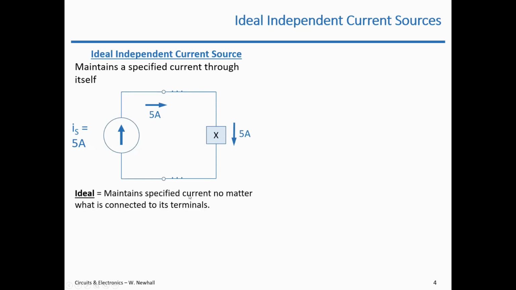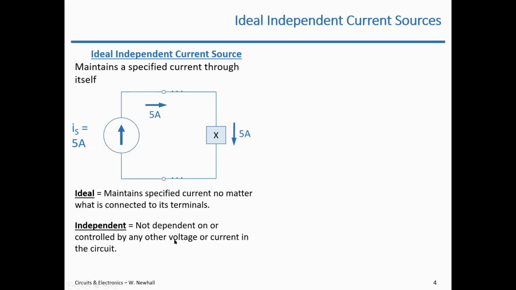The source is ideal because it maintains a specified current no matter what is connected to it. Again, it's not realistic yet. We will make it realistic later. But there are many examples within their normal range where devices can be modeled with a current source, an ideal independent current source in a schematic. This source is independent, just like before, because it is not dependent on any other voltage or current in the circuit.